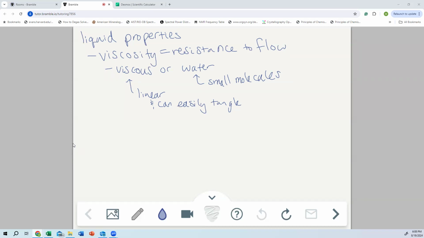But yeah, just the longer, larger molar mass, generally the more viscous.